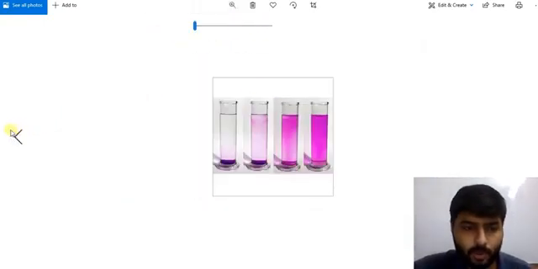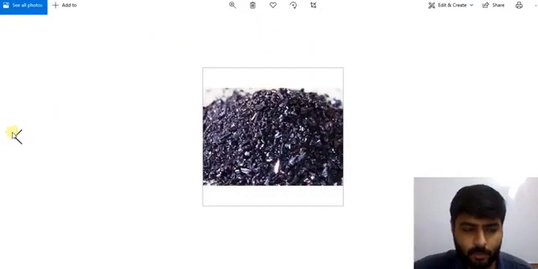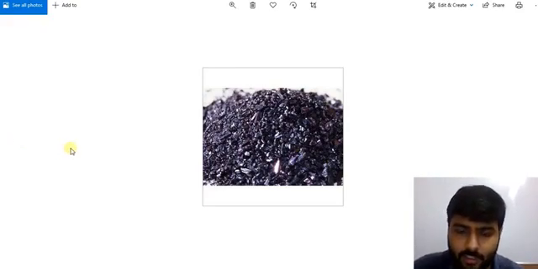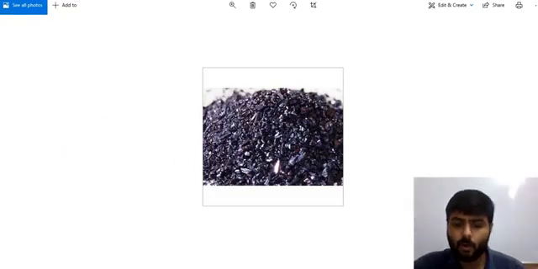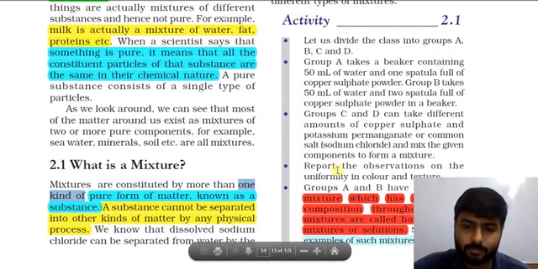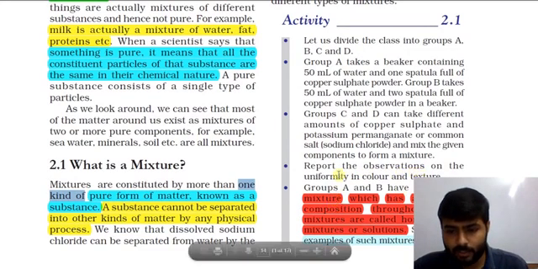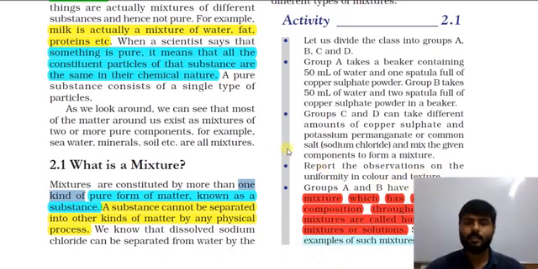So four groups. The first group has copper sulfate. The second group B has also copper sulfate but in large quantity. The C group has copper sulfate and potassium permanganate or common salt. Report the observation of the uniformity in color and texture.